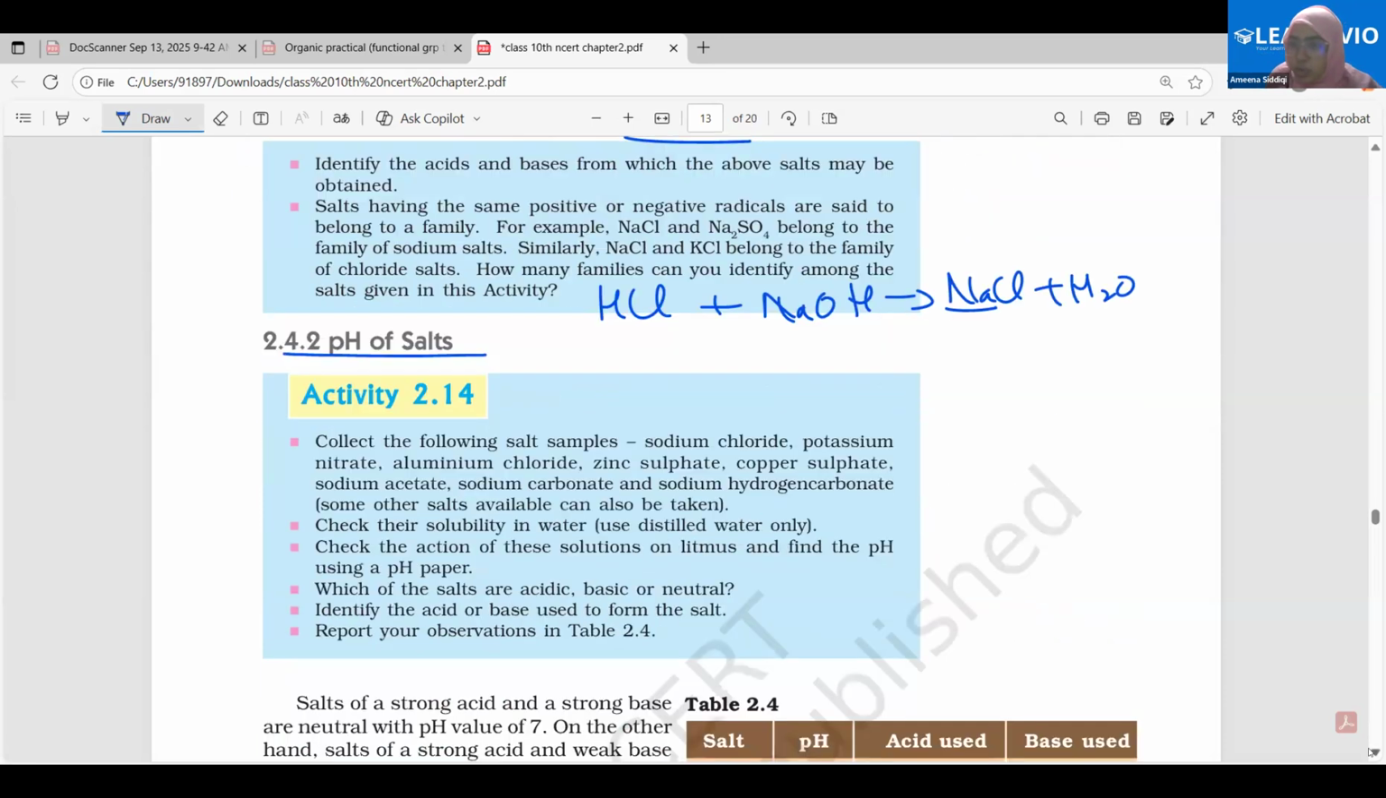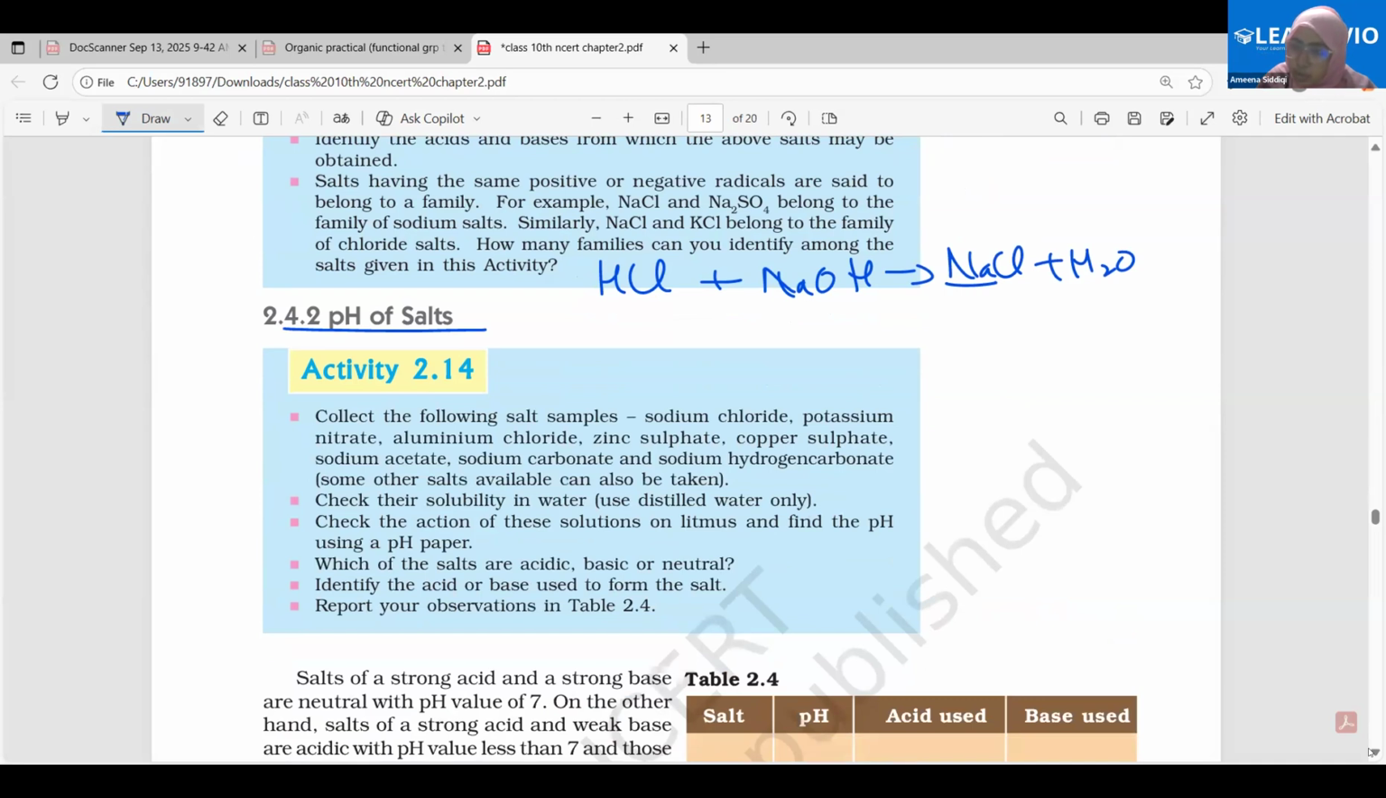How will we know the pH of the salt? What does pH tell you? pH tells you the concentration of H plus ions, right? Less the H plus ion concentration, what will be the effect? Less the H plus concentration, more will be the pH value. More pH means more basic character, right? More H plus concentration, less pH value, that means more acidic character. Simple, right?